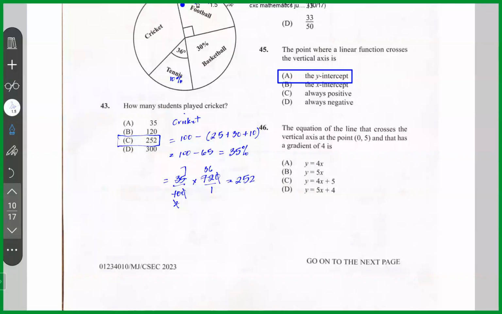Question number 46 says the equation of the line that crosses the vertical axis at (0, 5). So this is c, which is the y-intercept, and the gradient is 4. y is equal to mx plus c, so y is equal to 4x plus 5 is the equation of the line. The answer is C.